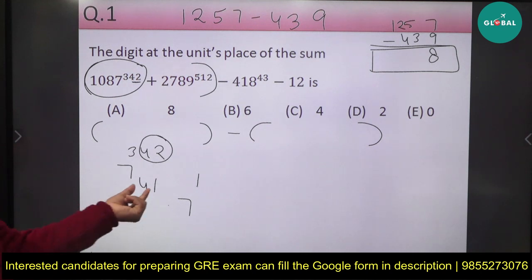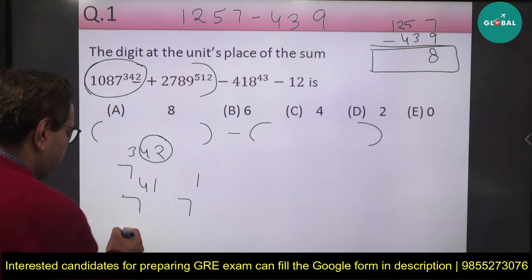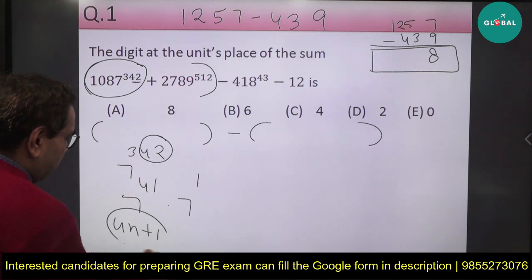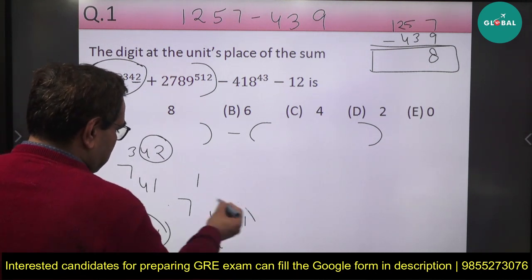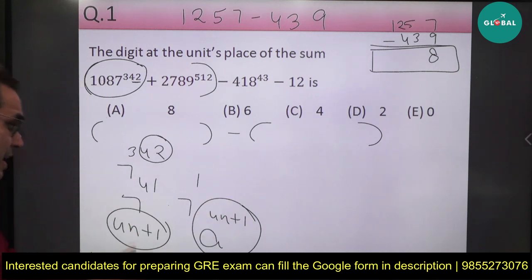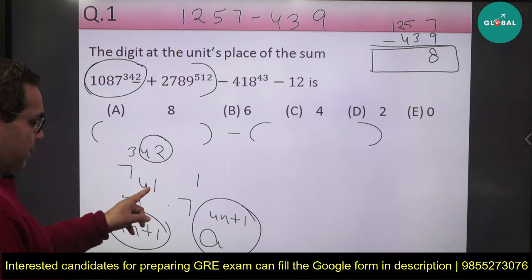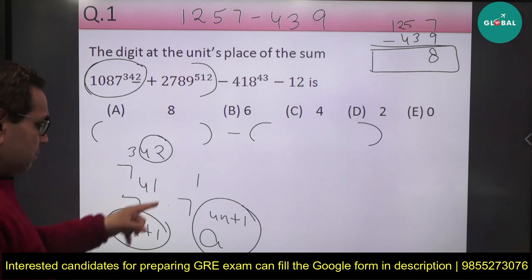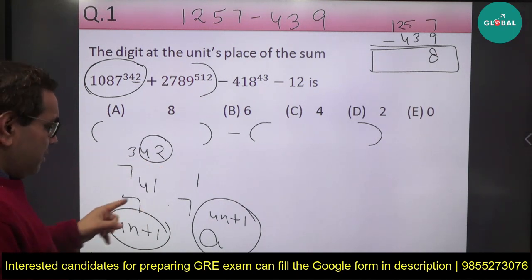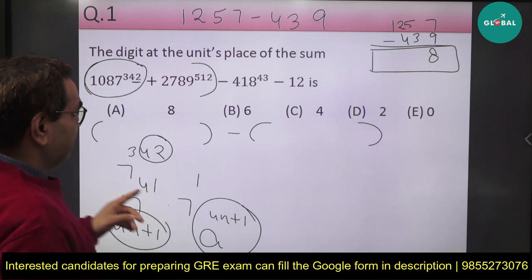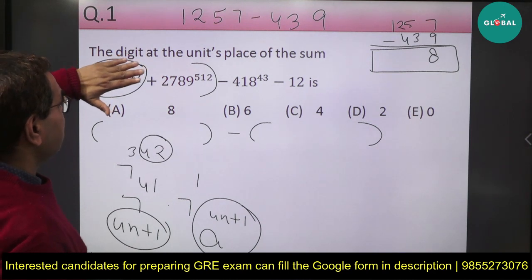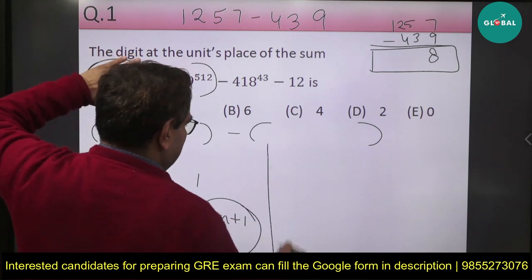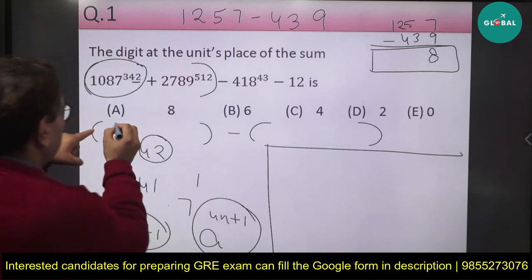So this number 41 is of the form 4n plus 1. Whenever we have a digit a to the power 4n plus 1, the digit at the unit place of this number is again a itself. We have 7 to the power 4n plus 1 form here, so the digit at the unit place of this number will be 7 itself. So 7 into 7 is 49, so 9. So the digit at the unit place of this number will be 9. I am writing it here, 9 plus.